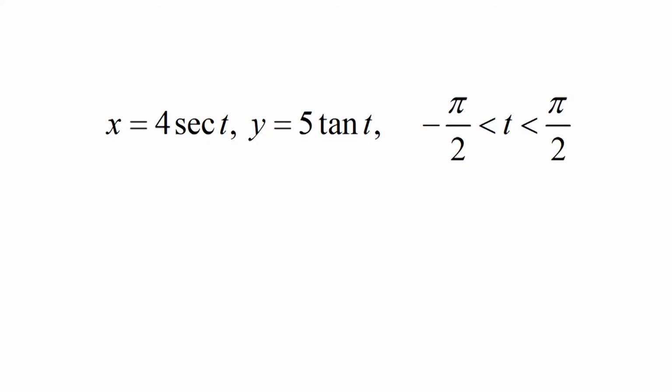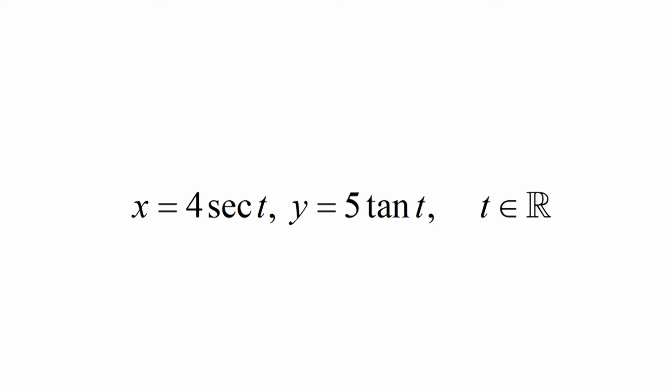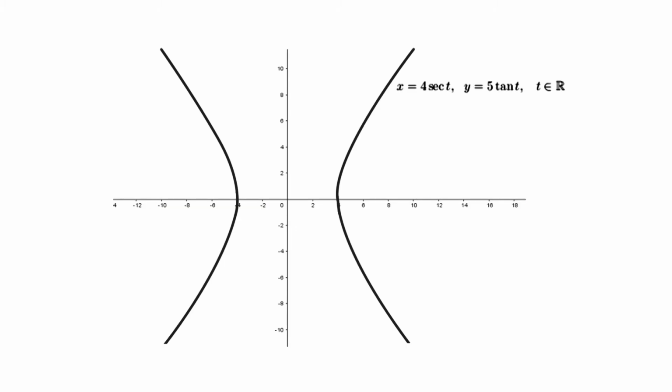In particular, the parametric equations x is equal to 4 sec t and y is equal to 5 tan t, where minus pi by 2 less than t less than pi by 2 represents the right hand branch of the hyperbola x square by 4 minus y square by 5 is equal to 1. If there is no restriction on the value of t, then the parametric equations x is equal to 4 sec t and y is equal to 5 tan t, where t varies over the entire real line, represents the entire hyperbola x square by 4 minus y square by 5 is equal to 1.